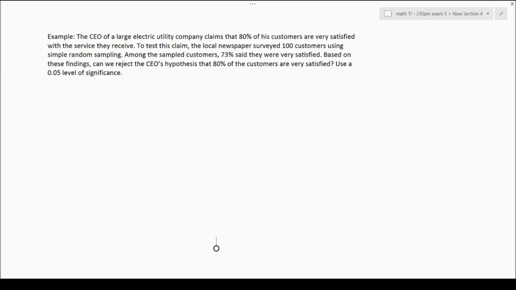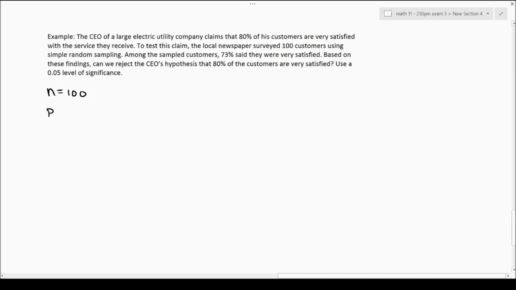Based on these findings, can we reject the CEO's hypothesis that 80% of the customers are very satisfied? Use a 5% level of significance. So this is a test of proportions, hypothesis test. Let's label the given information. So 100 people were surveyed, and 73% of them were satisfied.